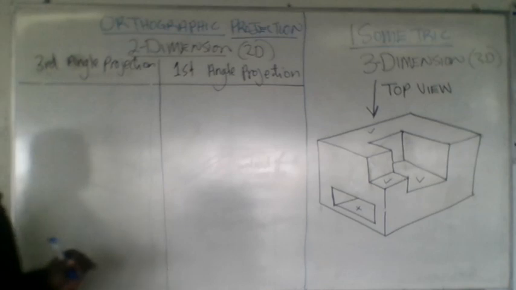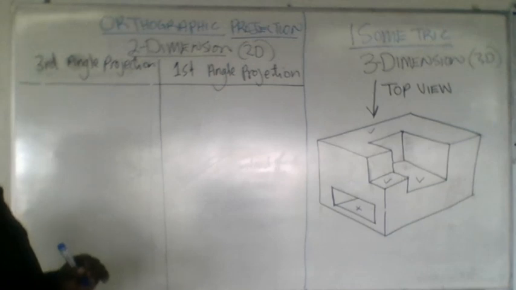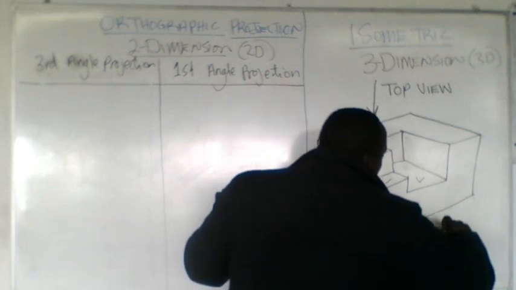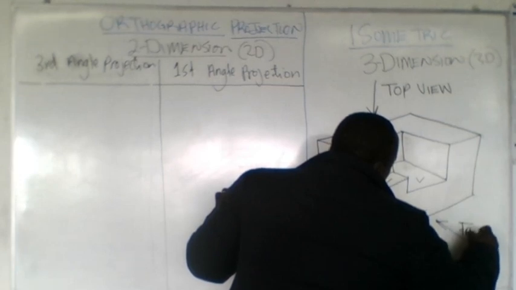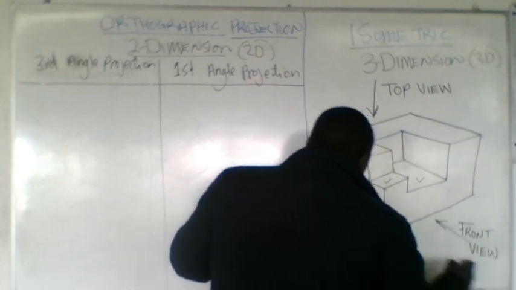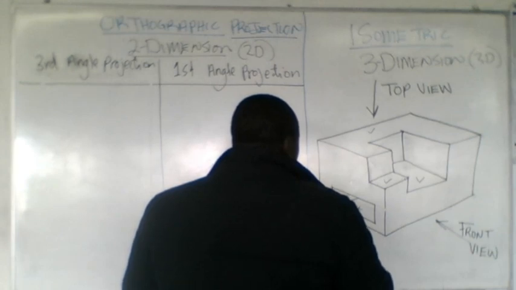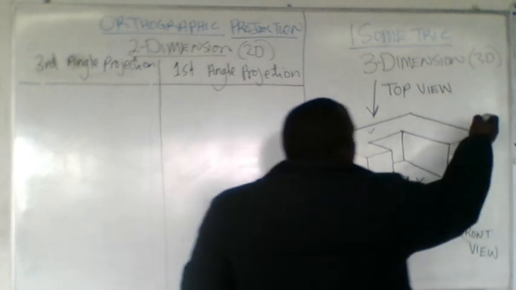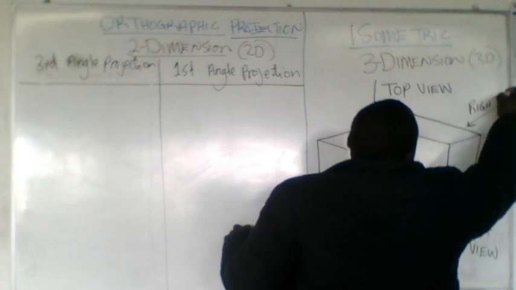So we need to know, how do we represent a face when it's not visible to you? How do we draw it? Then we have got this side. This is the front view, as we are going to use it now. Front view. Then this side is what? Left view. Then the side that we can see is what? Right view.